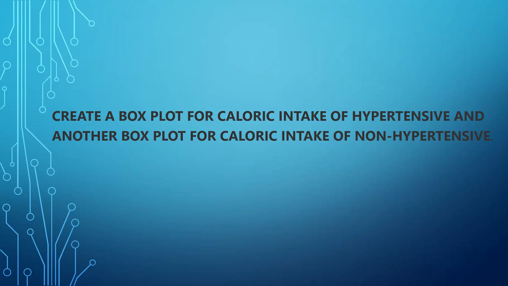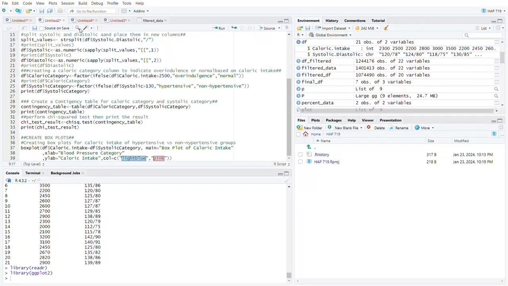Coming to the second part of the question. Create a box plot for caloric intake of hypertensive and another box plot for caloric intake of non-hypertensive. Before we start our code, it is essential for us to understand that we have grouped systolic blood pressure level more than 130 into hypertensives and systolic blood pressure less than 130 into non-hypertensives. Our aim is to visualize and understand potential differences in caloric intake patterns between hypertensive and non-hypertensive groups.